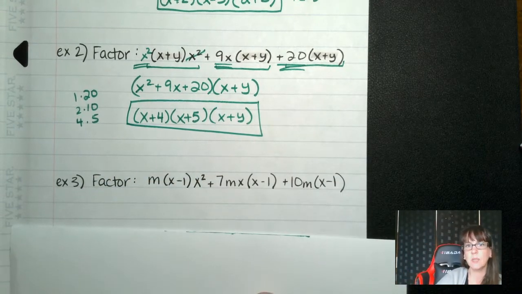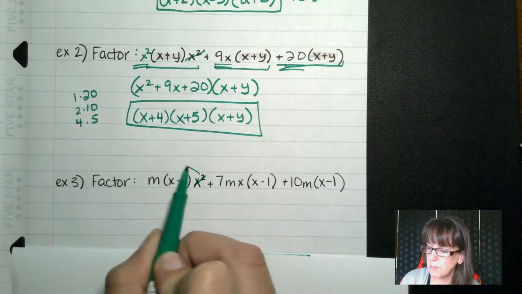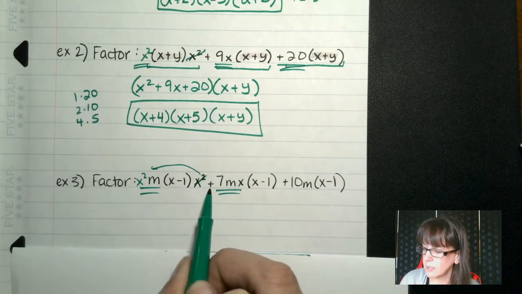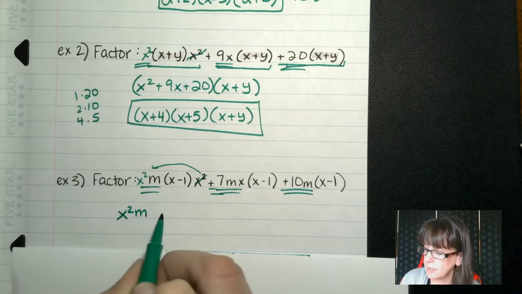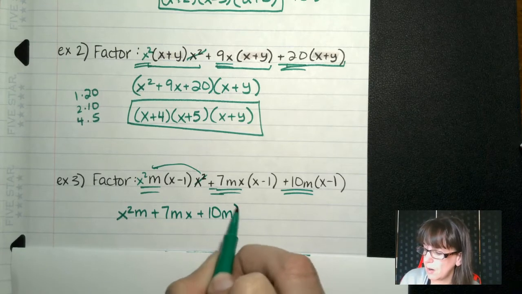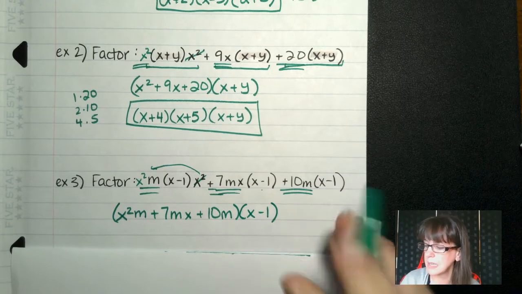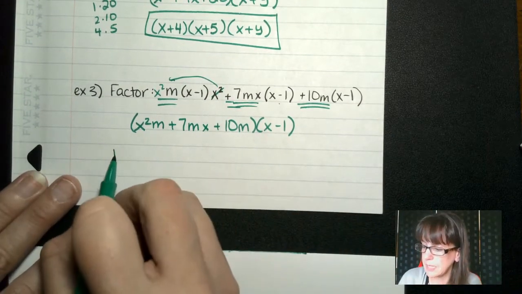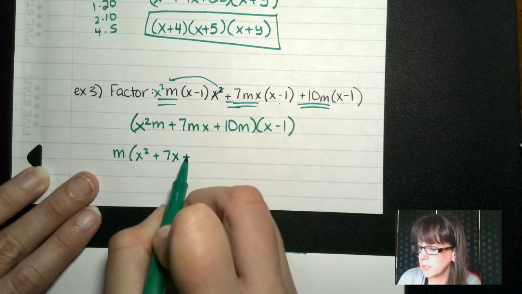Okay, let's look at this next one. Same idea. If I take this x squared here, let's move it to the front, x squared, including the sign, that's important. So we have x squared m plus 7mx plus 10m, all of that times x minus 1. Because these x minus 1, x minus 1, x minus 1 are the same, this works. Looking at this trinomial, we have a common factor of m. So I'm going to take an m out. That leaves me with x squared plus 7x plus 10.